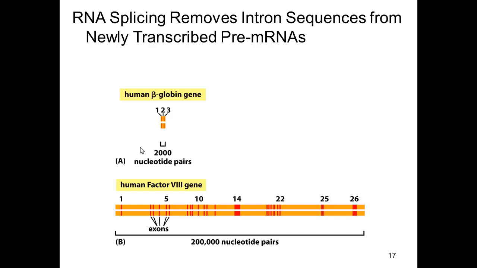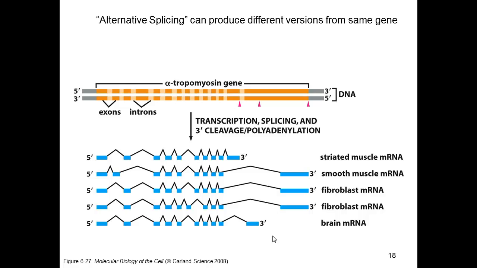The size of human eukaryotic genes can vary quite a bit. Some can extend over extremely large regions, in this case 200,000 base pairs, and you can see that most of the sequence is in fact intron. And there are examples that are even larger than this that extend over 1,000,000 base pairs.